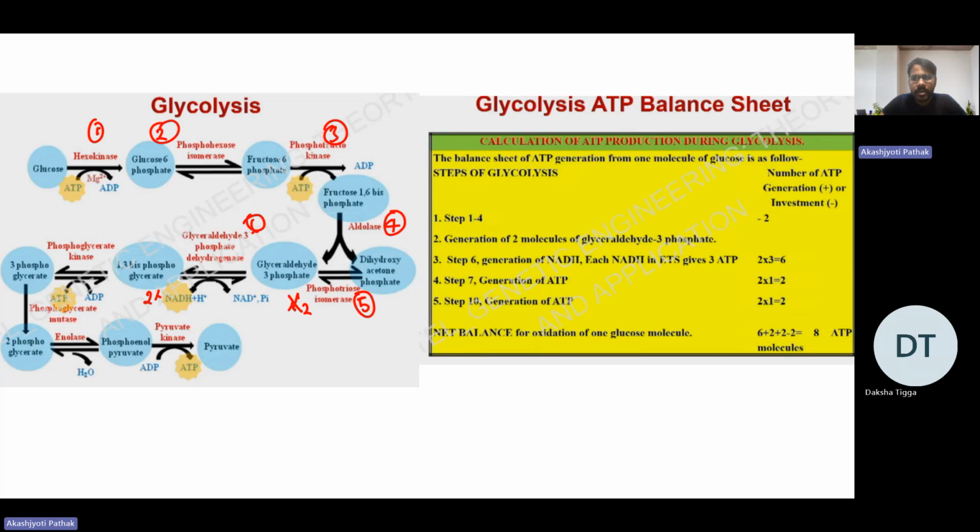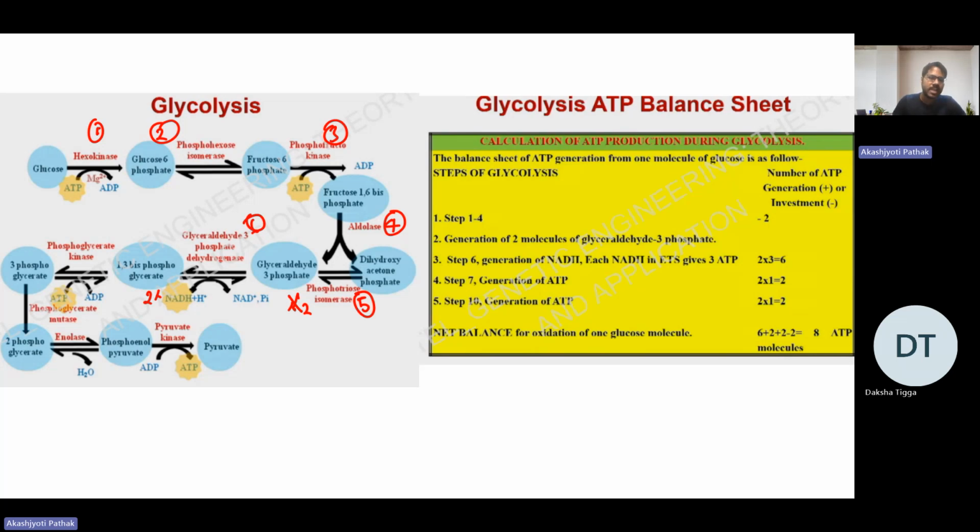1,3-bisphosphoglycerate getting converted to 3-phosphoglycerate. You will get 2 molecules of ATP, because that will take place twice, and phosphoenol pyruvate getting converted to pyruvate will again give you 2 molecules of ATP. So total 4 molecules of ATP, and 6 molecules of ATP you get from the production of NADH. That is in the sixth step, where glyceraldehyde 3-phosphate is converted to 1,3-bisphosphoglycerate.